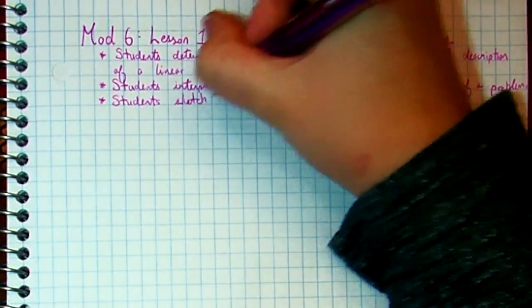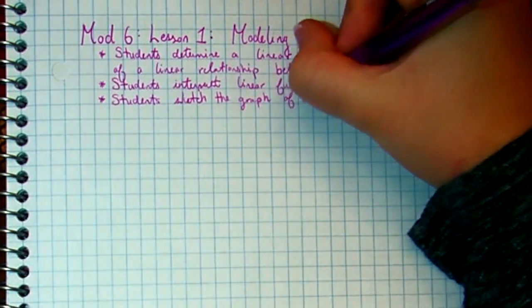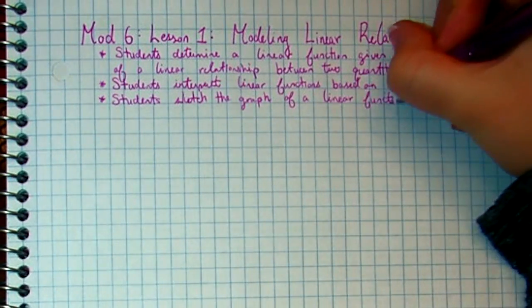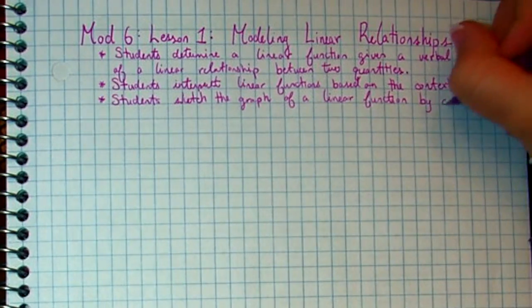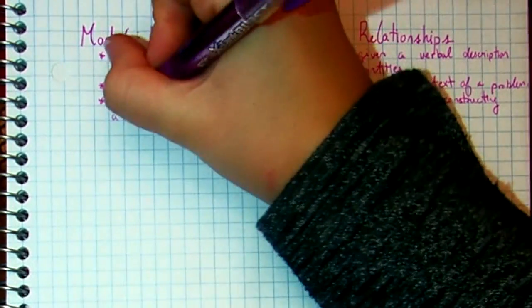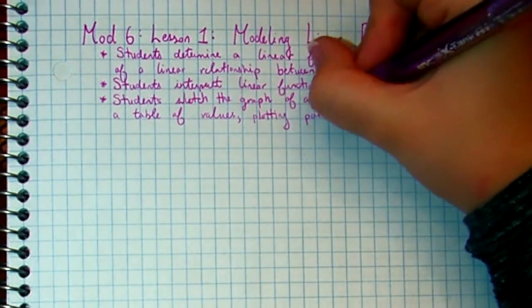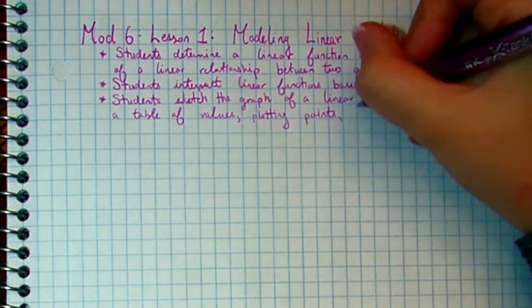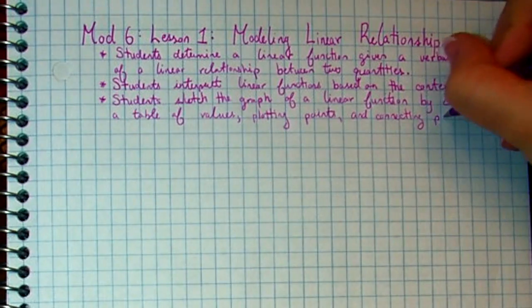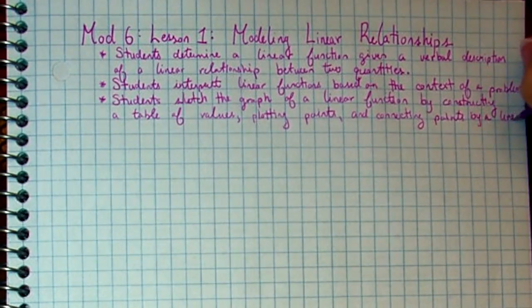And the third is that students sketch the graph of a linear function by constructing a table of values, plotting points, and connecting those points with a line.